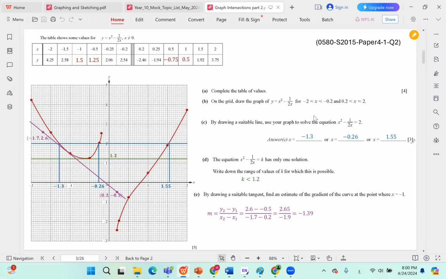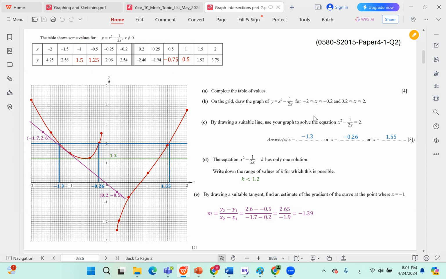To complete the table of values, all you have to do is simply plug the x values into this equation. So for example, if we have negative 1 squared minus 1 over 2 times negative 1, we get 1 plus 1 over 2, and this is equal to 1.5. By repeating the same procedure with the different values of x, you can get the corresponding values of y for each, and we get these answers right there.